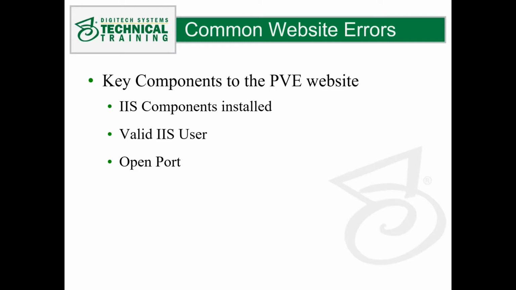And last but not least, just using an open port. Make sure you don't already have a website that's using the main port. I know a lot of people use, of course, port 80 for their PaperVision Enterprise website. And you might notice right after you get your IIS components installed, there is a default site automatically installed with it. And that just usually needs to be deleted before the PaperVision Enterprise website is installed so that that port is free.